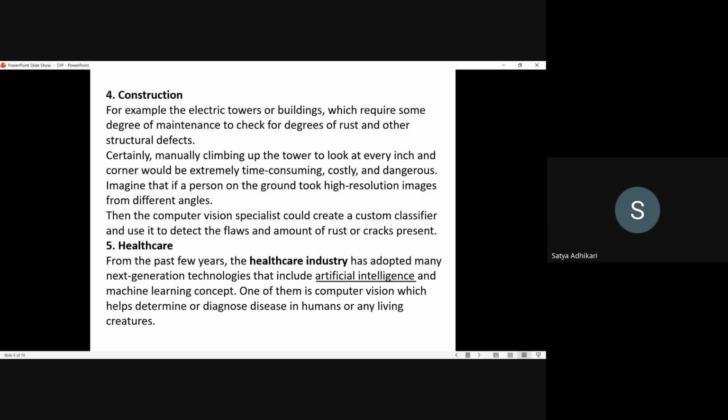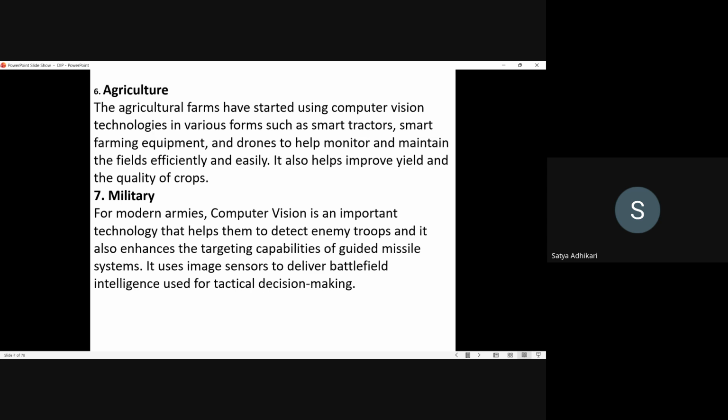So this is also used in construction. Healthcare: from the past few years, the healthcare industry has adopted many next generation technologies that include AI and machine learning concepts. One of them is computer vision, which helps diagnose disease in humans or any living creatures. From the image, the computer vision specialist will detect the disease in a patient's body. As the application is large, there are more applications.